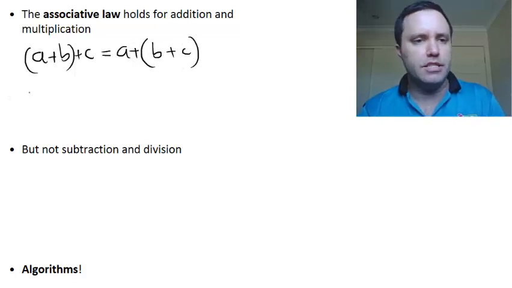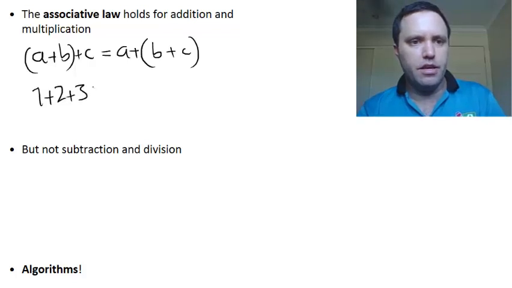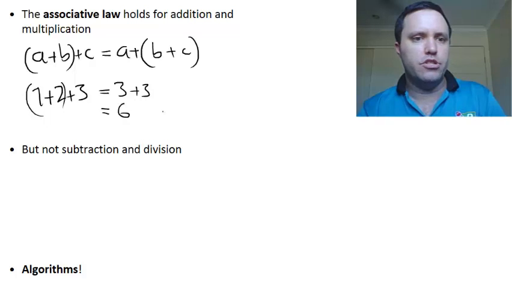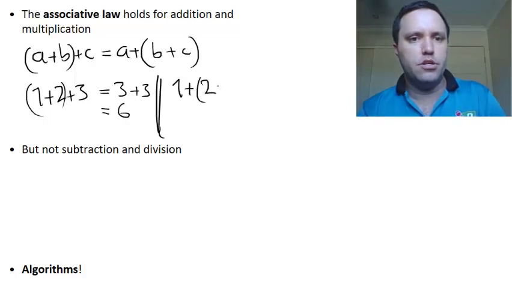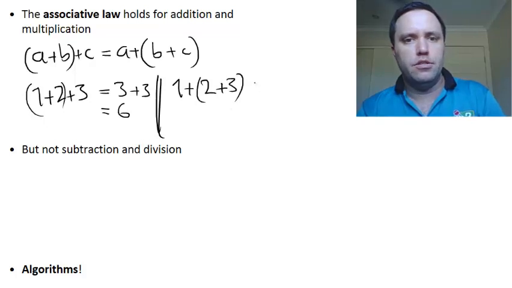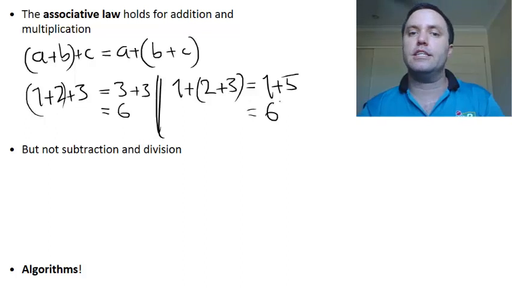Now, it's a bit tricky, so let's see an example. If I had 1 plus 2 plus 3, and I add the 1 and 2 first, I will get 3 plus 3, which is 6. But if I did 2 plus 3 first, that is 5, so 1 plus 5 is, unsurprisingly, 6.